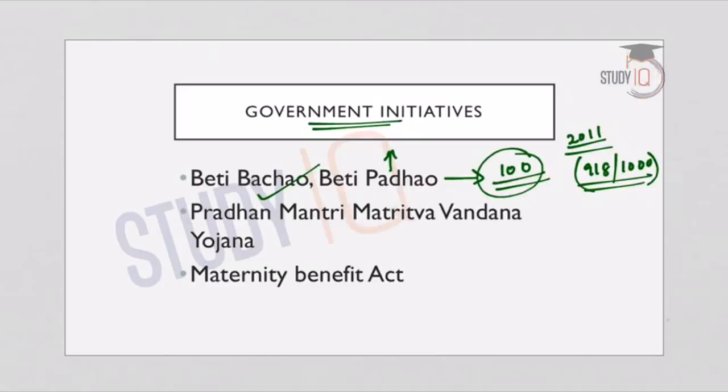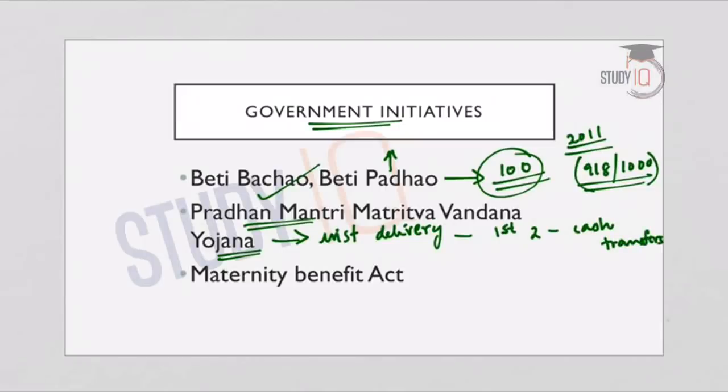country. And the second important initiative is the Pradhan Mantri Matritva Vandana Yojana, which aims to promote institutional delivery for the first 2 deliveries of a female. And under this, cash transfers are done by the government in order to promote institutional delivery for the female.